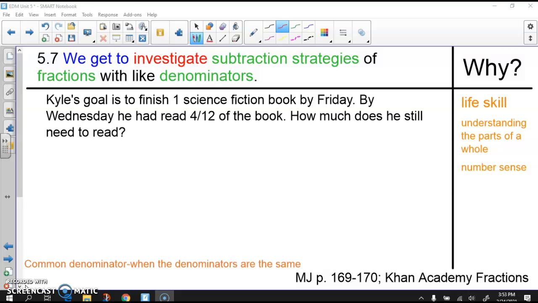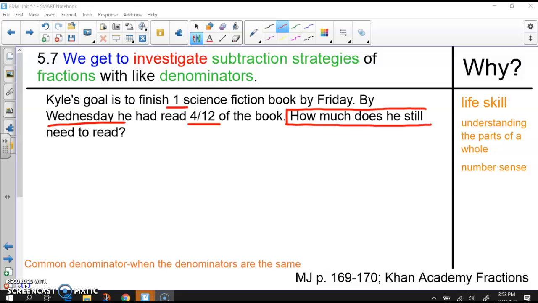So our problem today says Kyle's goal is to finish one science fiction book by Friday. By Wednesday, he had read 4/12 of the book. How much does he still need to read? So the first thing I'm going to do is underline my important information. So he wants to read one book. He so far has read 4/12 of the book, and we want to figure out how much he still needs to read. So I'm going to go ahead and box this question for us to consider.